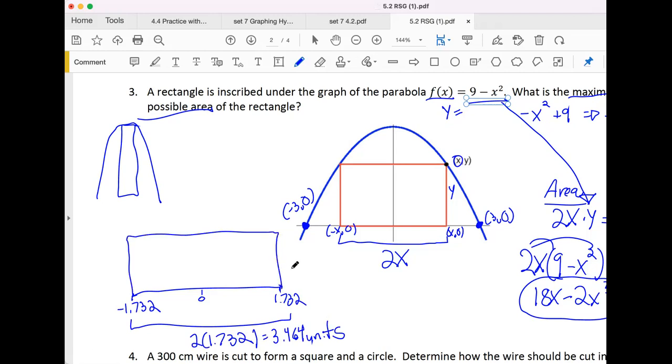And just for closure, let's see how high this thing will kick up. Well, we know that the area is going to be producing 20.785. So we can do 20.785, we'll divide that by the 3.464. And that's going to be approximately 6.